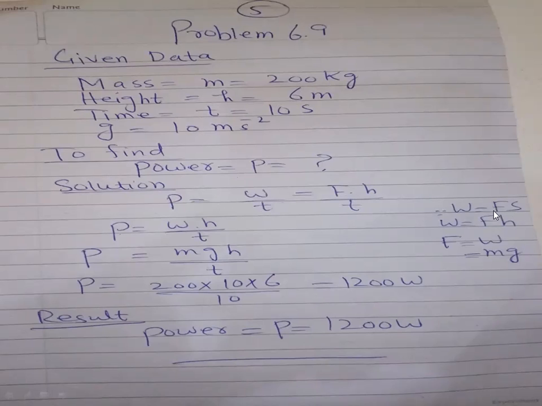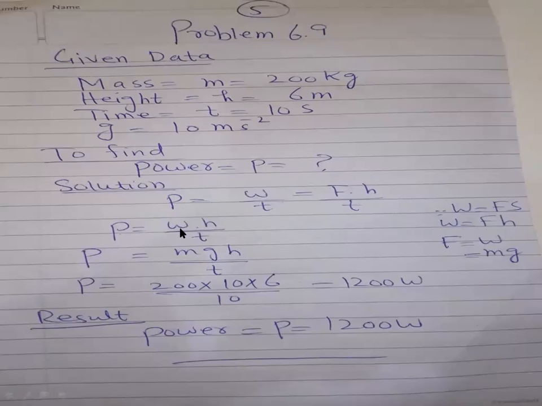You know W is equal to Fs. Since the pump is lifting, S is replaced with H. So W is equal to FH, and you can write P equal to FH divided by T. And you know F is equal to W and W is equal to mg. So I replace F with W, and it becomes W times H divided by T.